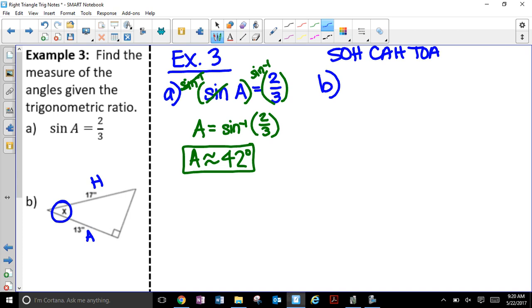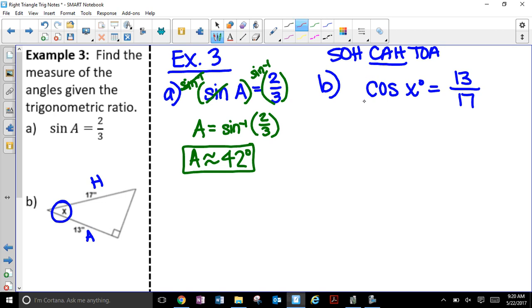That's going to be your cut. So then we'll do cosine of x, because we don't know what x is, equals adjacent 13 over hypotenuse 17. Well, now we have our equation. Now we need to solve for x. So we need to get rid of cosine.